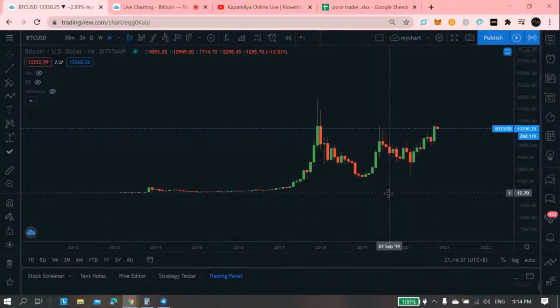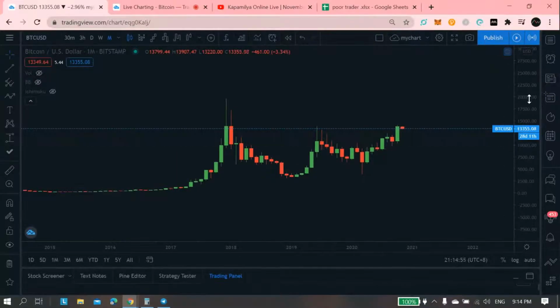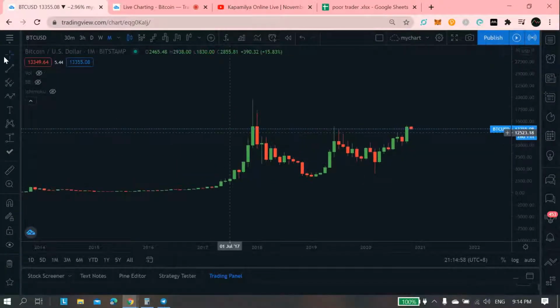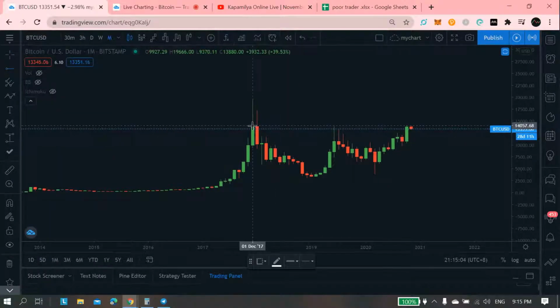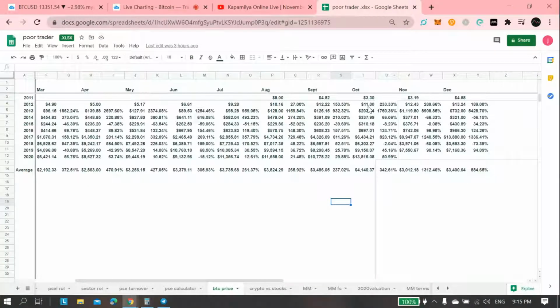So let's start. We will use Candlestick and possibly Renko. Since October month ends, we will use the monthly time frame first before we go to the lower time frames. So anyway, let me share to you first the October prices from 2011 to 2020.